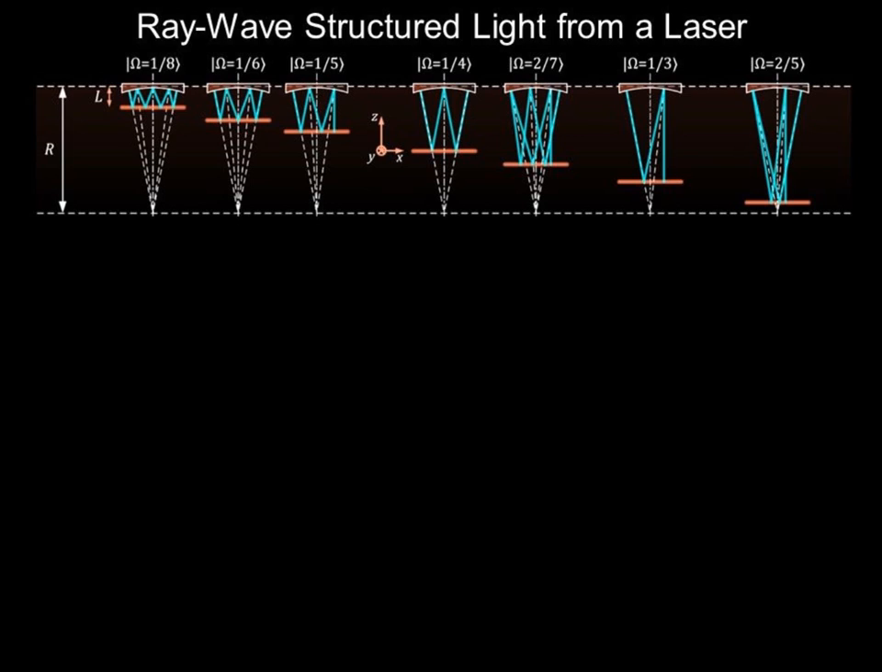Then I will introduce how to generate such a ray wave structured light from a laser. As the frequency degenerate ratio is an important factor to determine the number of rays in such a mode, we can control the longitudinal mode and the transverse mode frequency ratios in a laser cavity, such as a planar concave cavity, by tuning the cavity length corresponding to the ray trajectory oscillating back and forth in the cavity.